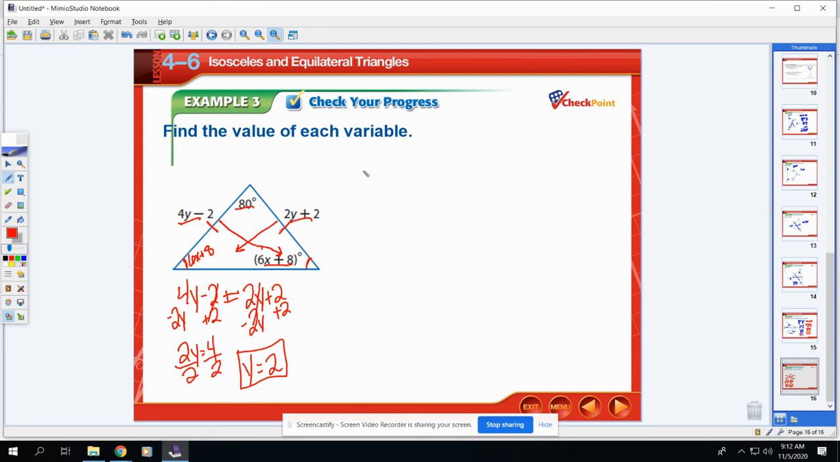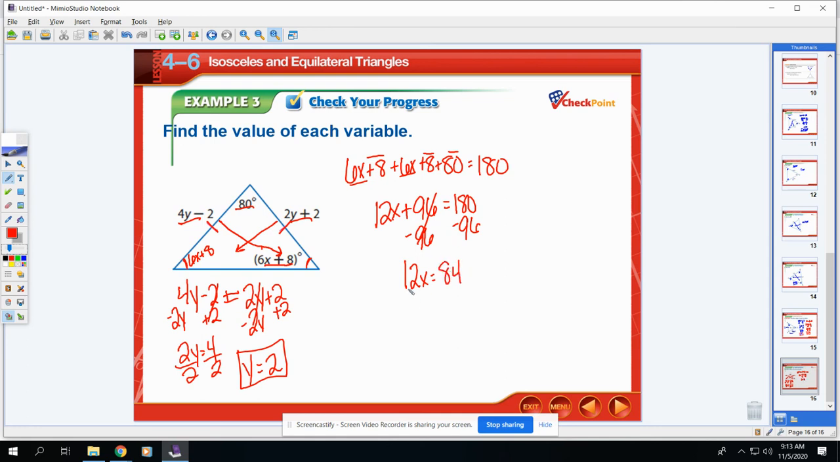So what we can do is we could say 6x plus 8 plus 6x plus 8 plus 80 equals 180. Okay, and we'll solve here using like terms. So this is going to be 12x plus 96 equals 180. Go ahead and subtract that 96 there from both sides. And this is going to be 12x equals 84. Divide both sides here by 12, and we are going to get 7.